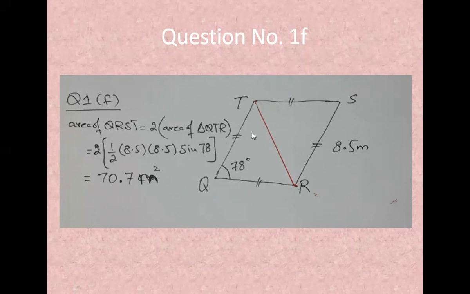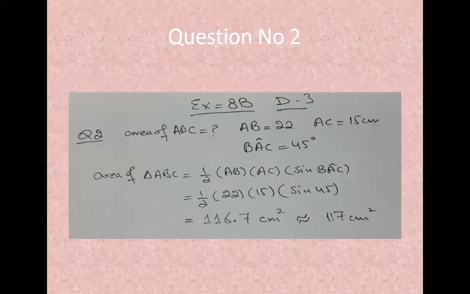So I draw this red line here, so that will divide this rhombus into two equal triangles. So I will find out the area of the triangle TQR, and then I will double it, and that will be the area of this rhombus. So the area of the QRST will be 2 times the area of the triangle QTR. So 2 square bracket 1 divided by 2 into 8.5 into 8.5 into sine 78 equals, and that will be 70.7 meters square. So this is how you do the question number 1, F part.